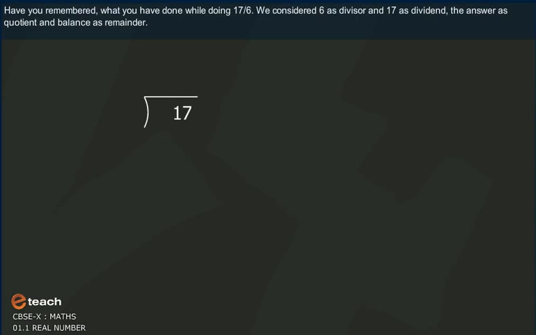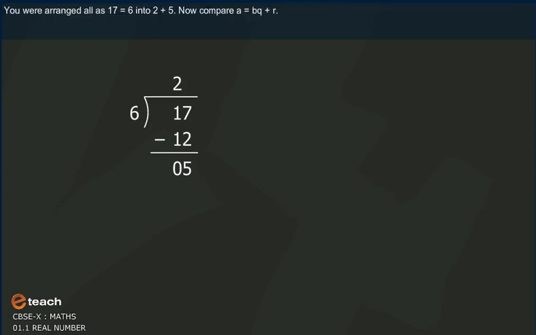Do you remember what you did while dividing 17 by 6? We considered 6 as the divisor and 17 as the dividend, the answer as the quotient and the balance as the remainder. You arranged it all as 17 = 6 × 2 + 5. Now compare a = bq + r.